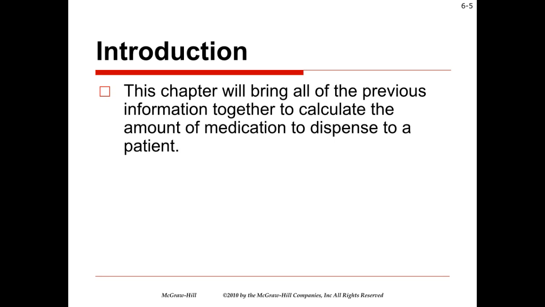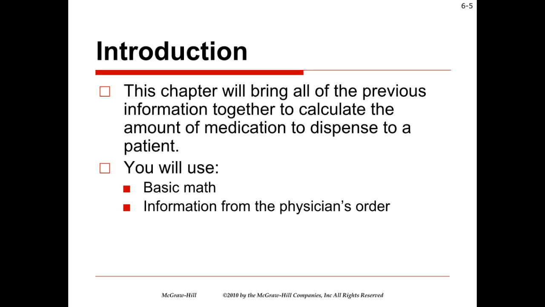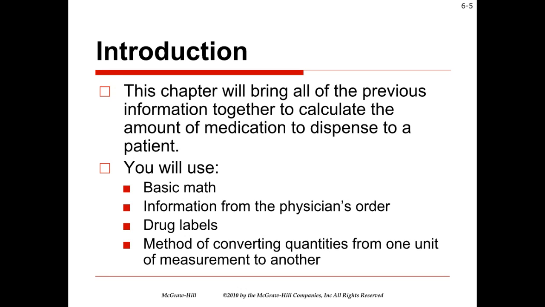calculate medication dosages. You're going to use basic math, information from a physician's order, from drug labels, and I'm going to show you some drug labels on down. You're going to have problems later that will just give you the drug label, as opposed to what we have on hand. It'll give you the doctor's written order, and then it'll show you a drug label as what our supply or on hand is, and then you're going to figure that out.